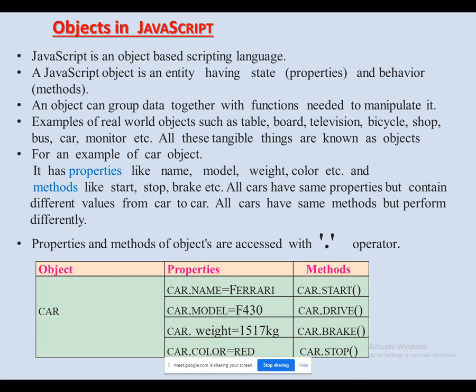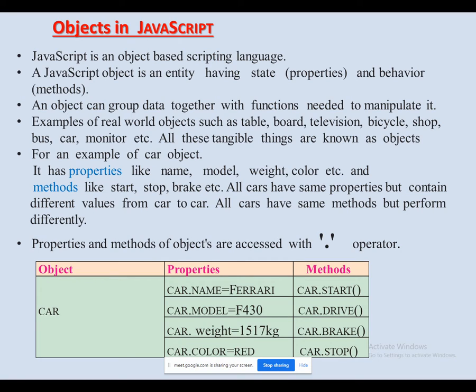Just like built-in functions are there, and users can create their own functions, user-defined functions and built-in functions, in the same way the user can use built-in objects and can also create user-defined objects. Now in this, what is an object? That is the main point. So the very first feature is that JavaScript is an object-based scripting language, meaning JavaScript supports objects. First of all, we'll see what an object is.